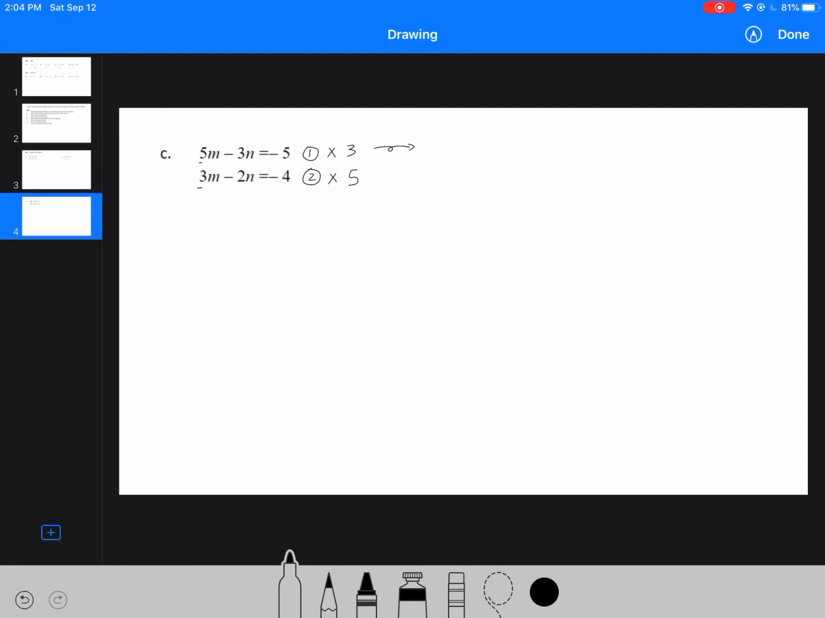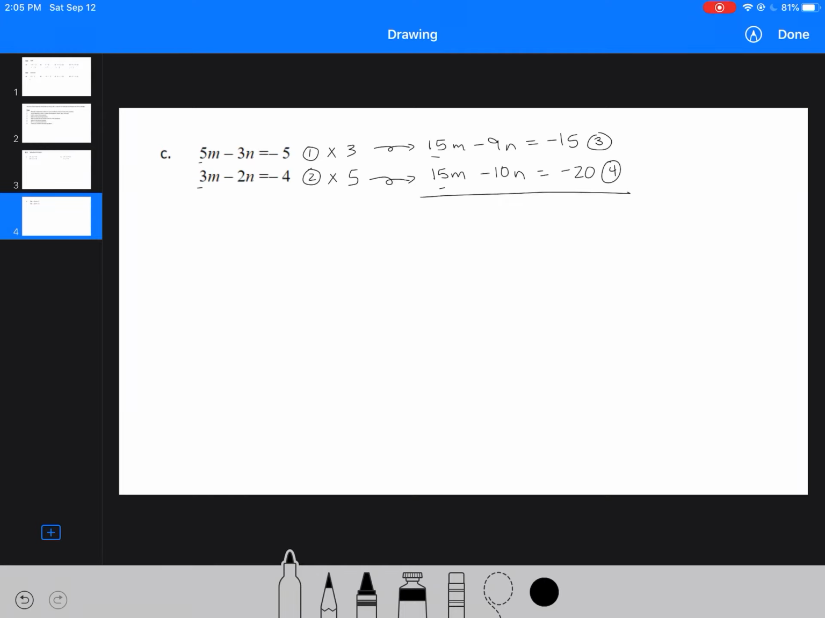It's important to make sure that you multiply each part of the equation. So 15m minus 9n equals, don't forget about the right-hand side, minus 15. So this is my third equation. And then I'm going to do the same thing here. I've got, what am I multiplying by? By 5. So I've got 15m. That's good. Now I've got the same coefficient. Minus 10n equals minus 20, making sure I multiply each of those pieces to scale up the equation.